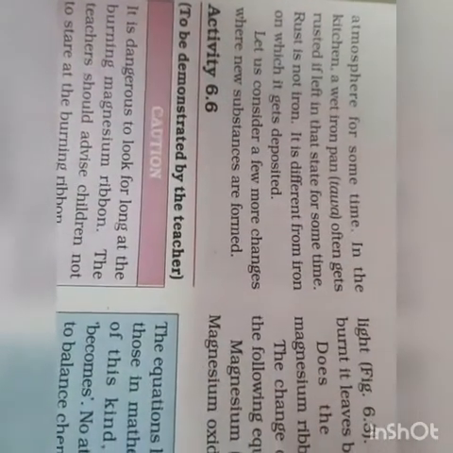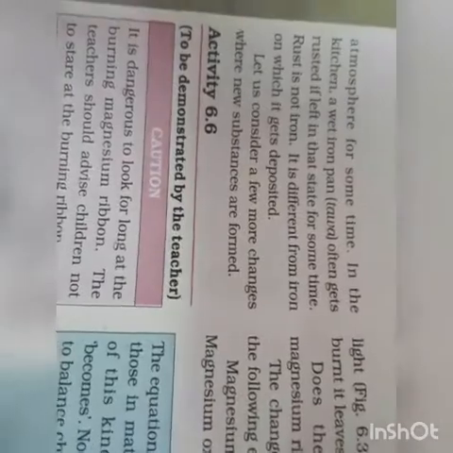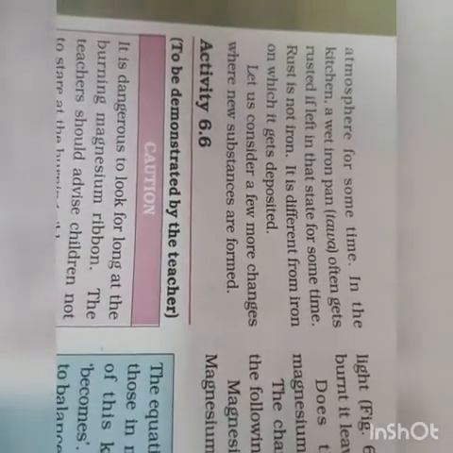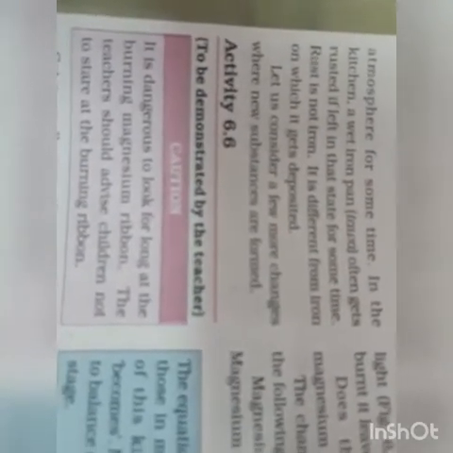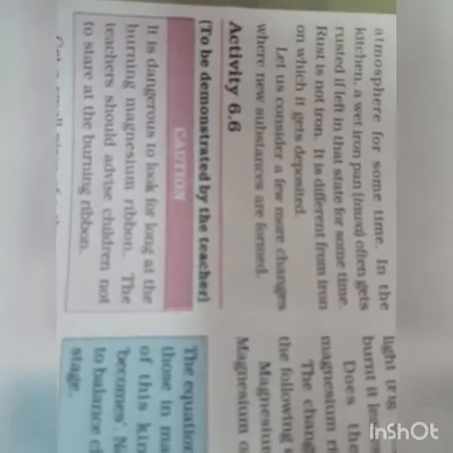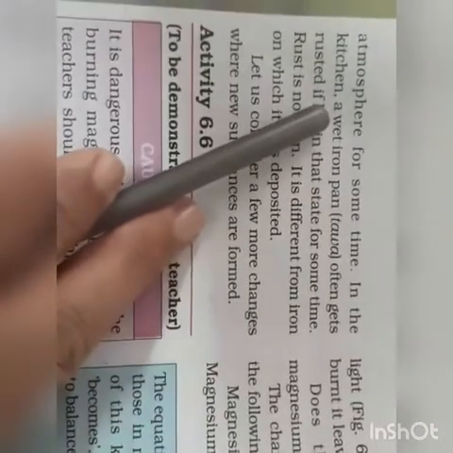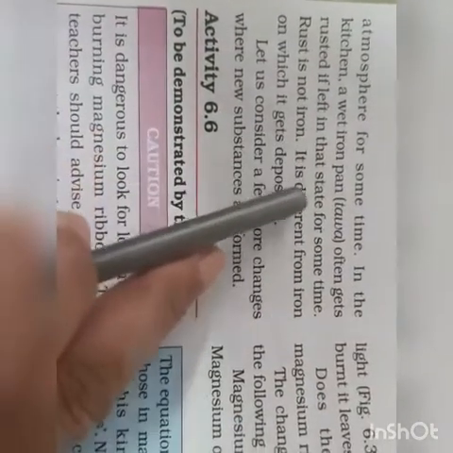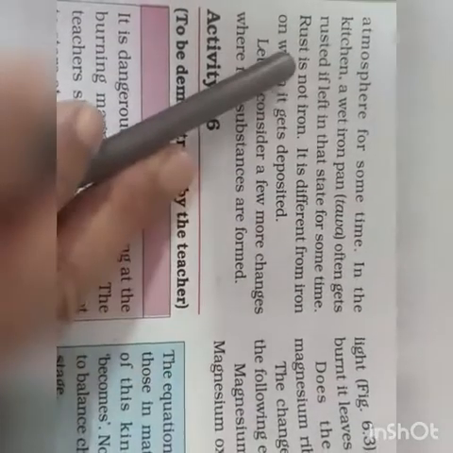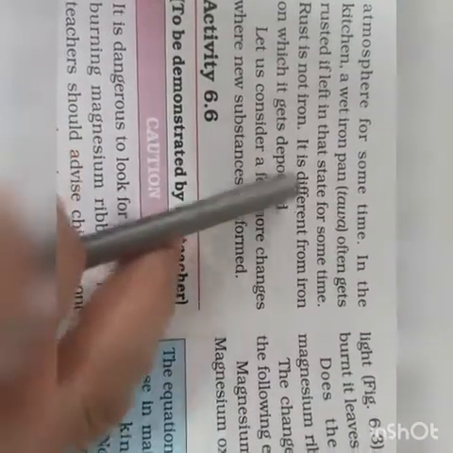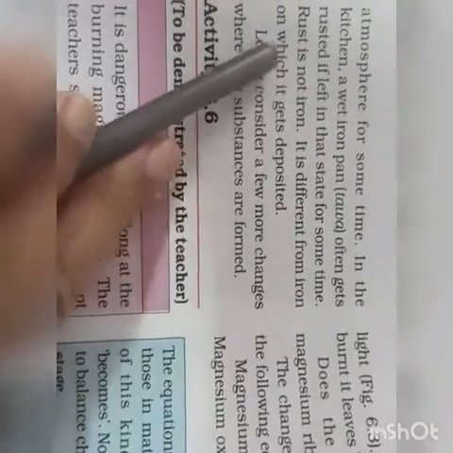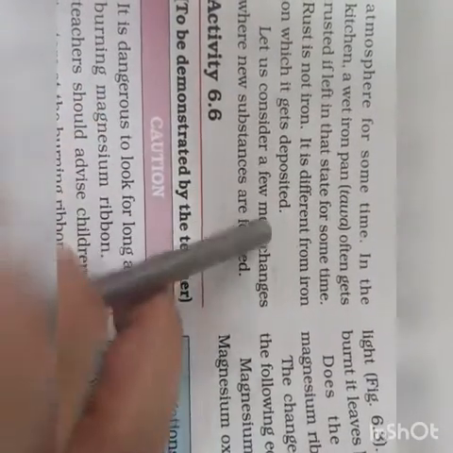Now, it is very common with all the things that are made out of iron. Iron means लोहा. Whatever things are made of iron, this happens very commonly, whether it is a bench, spades or sickles. Even some iron utensils kept in the open in the atmosphere, such things happen to them as well. In the kitchen, the wet iron pan or tawa often gets rusted if it is left in that state for some time. Rust is not iron, it is different from iron.